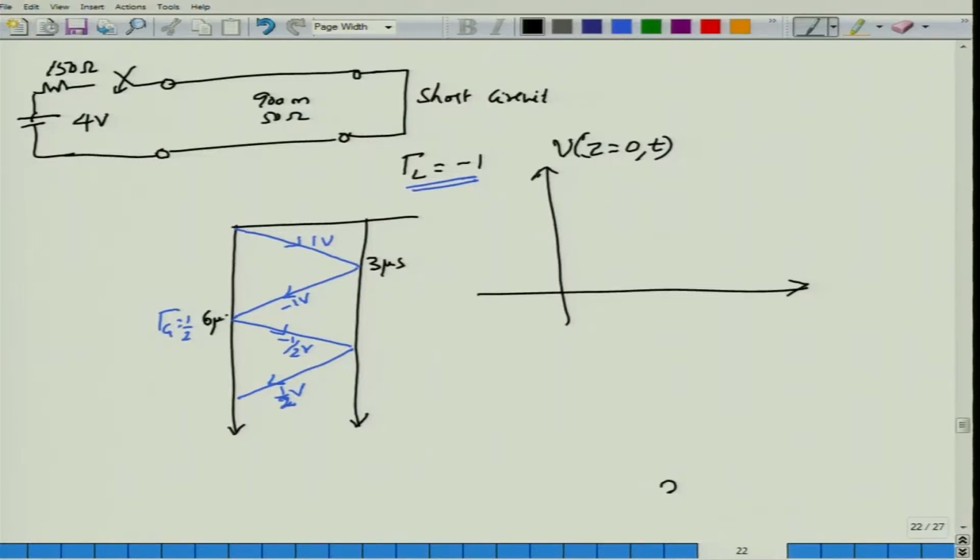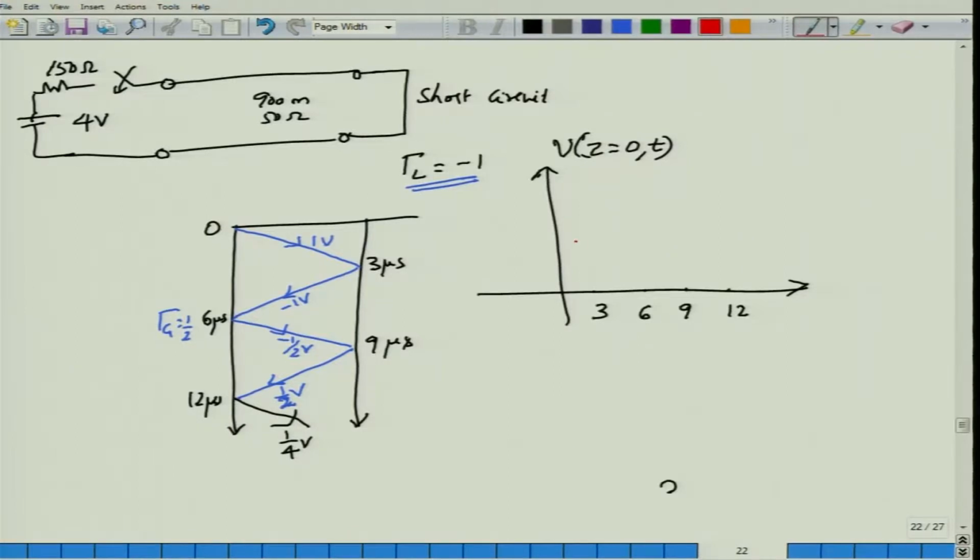So changes at the source happen at 0, 6 microseconds and 12 microseconds. So this is 6, 12, and at this point there would be another 1 by 4 voltage going backward. So I would need that, right. So 9 microseconds. Let us put down the numbers 3, 6, 9 and 12 and see what kind of voltage changes will happen.